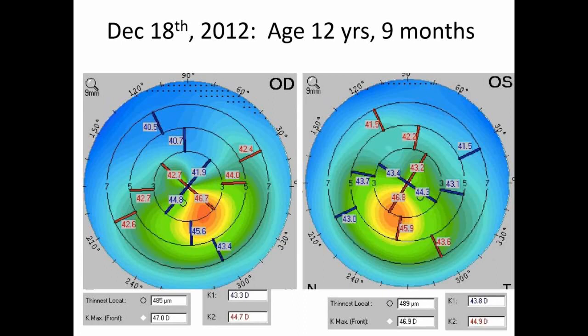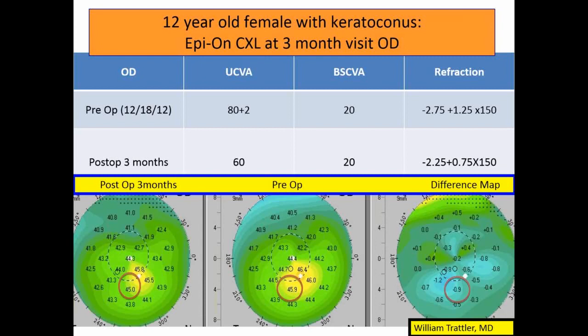There's no family history. She had just developed myopia and then some astigmatism, and we got the topography, or this time the Pentacam. You can see this inferior steepening. So we decided to offer cross-linking, and she did very, very well. This is her 3-month visit.